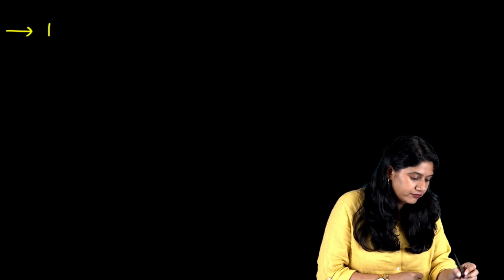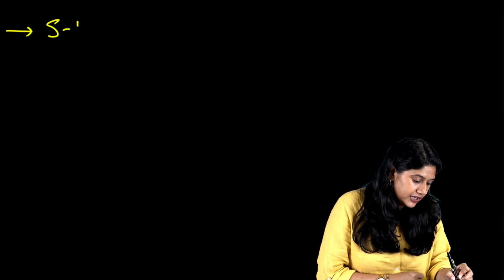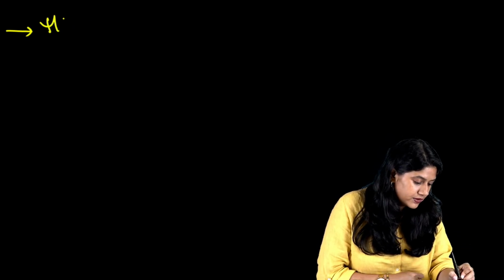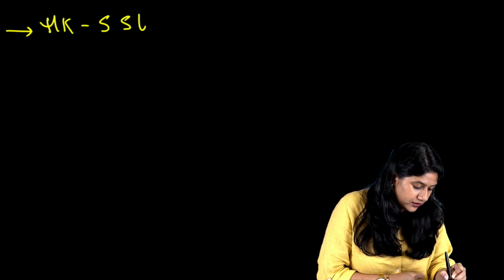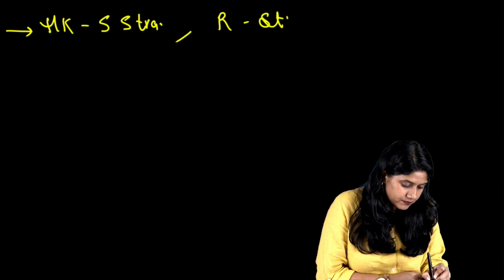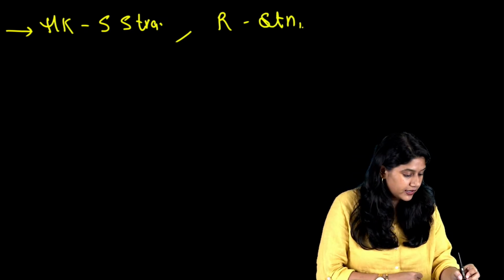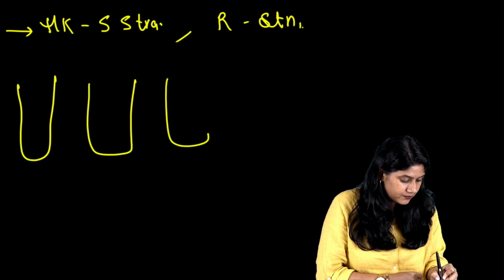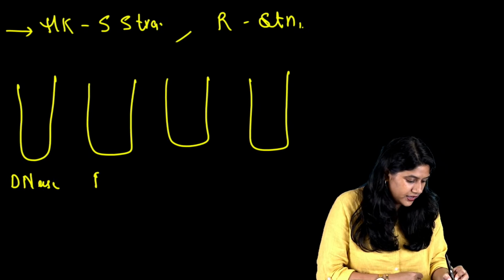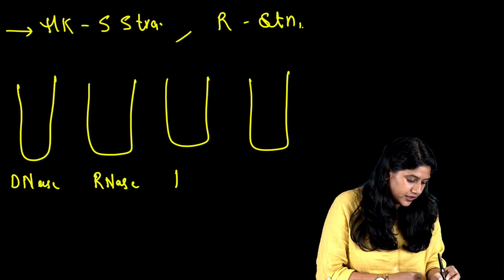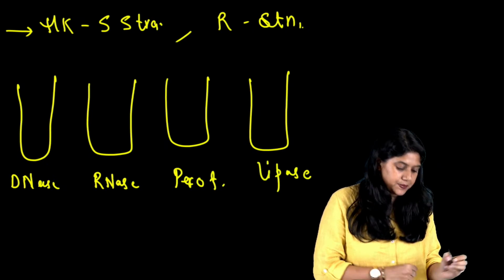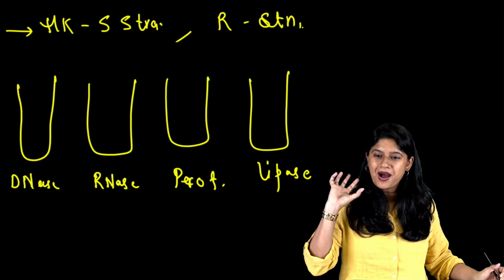What we have: heat killed S strain. We have R strain. So what they did, they added DNase, RNase, proteinase and lipase. ठीक है everyone, चलिए हम दोबारा से फटाफट से पढ़ते हैं.